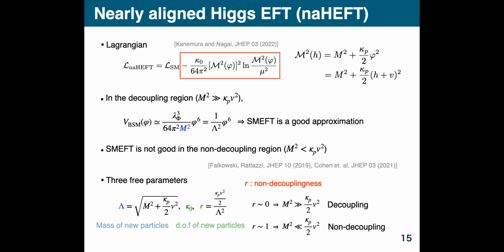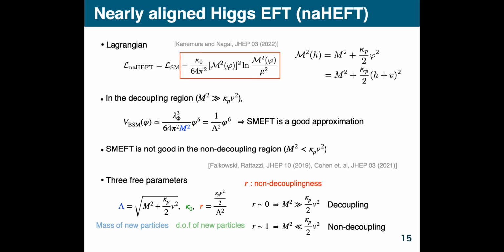When we consider the decoupling region, it means that this first term is leading in this m squared. Then we can expand the logarithmic part in terms of phi, and we can obtain the dimension 6 operator like this. So it means that the SMEFT is a good approximation when we consider the decoupling region.